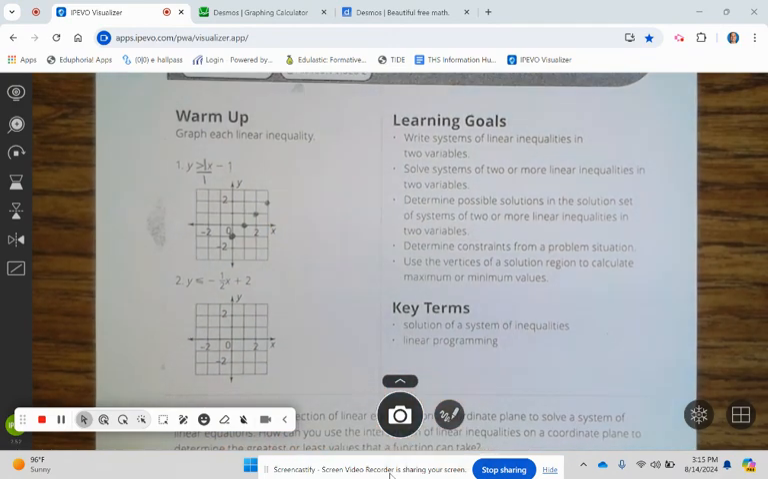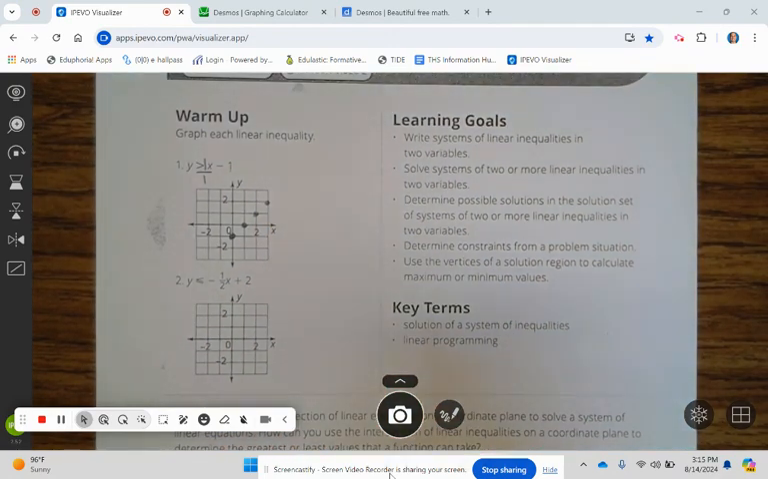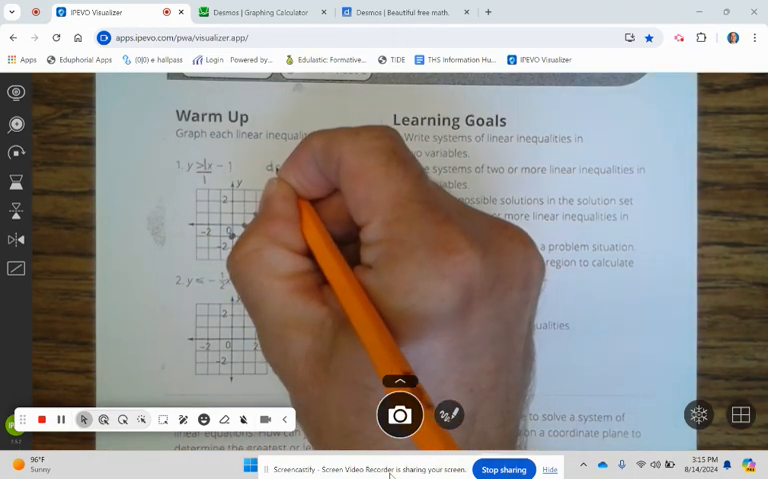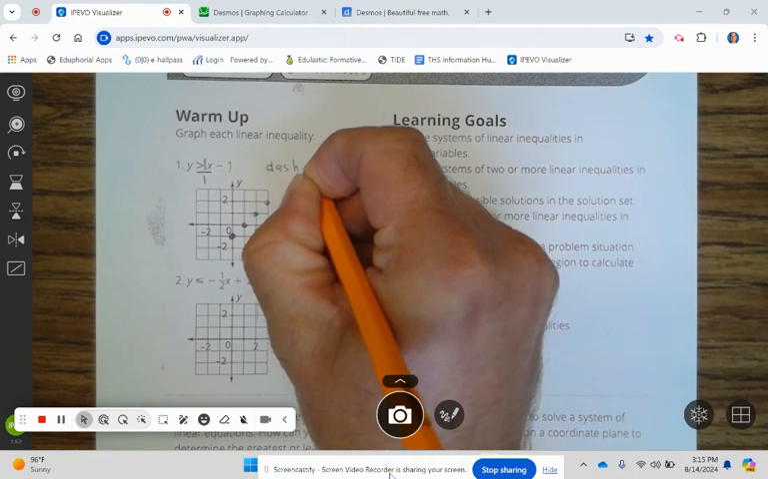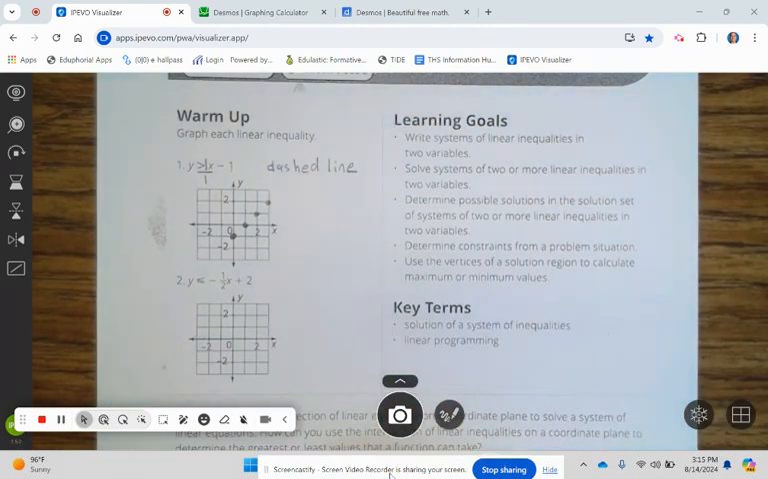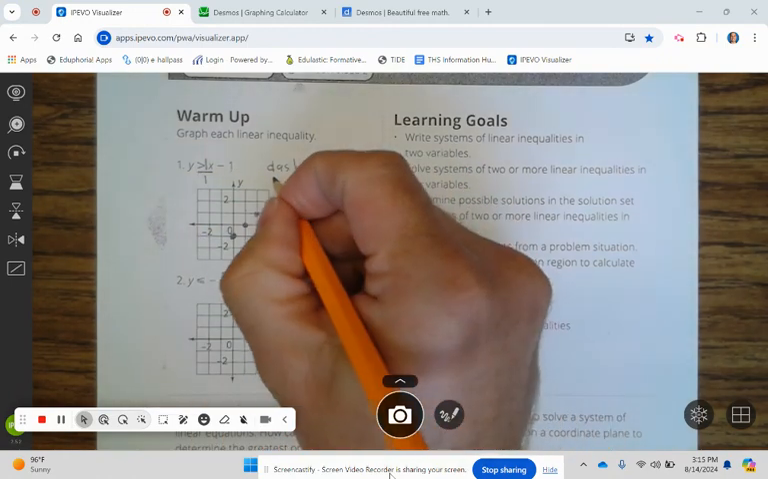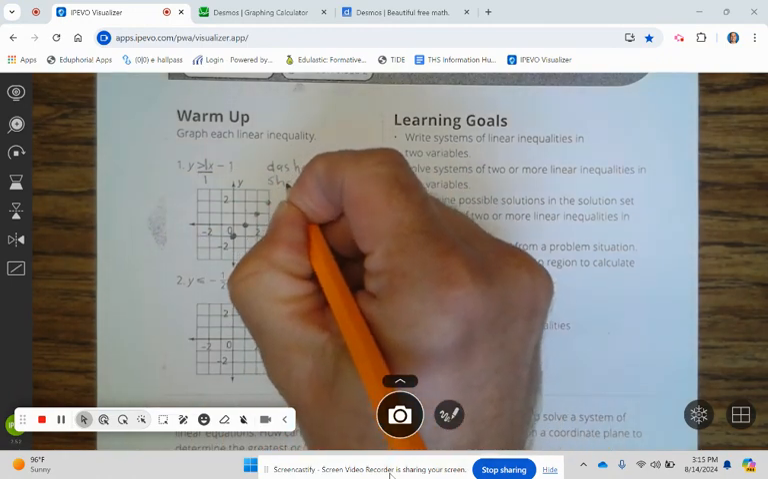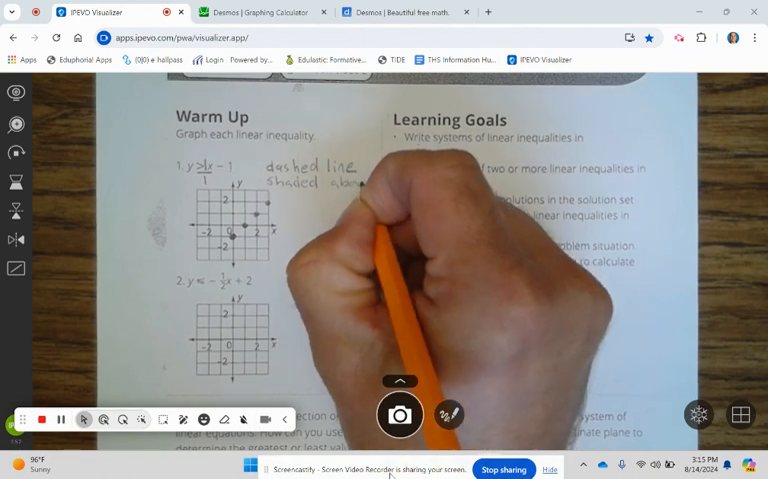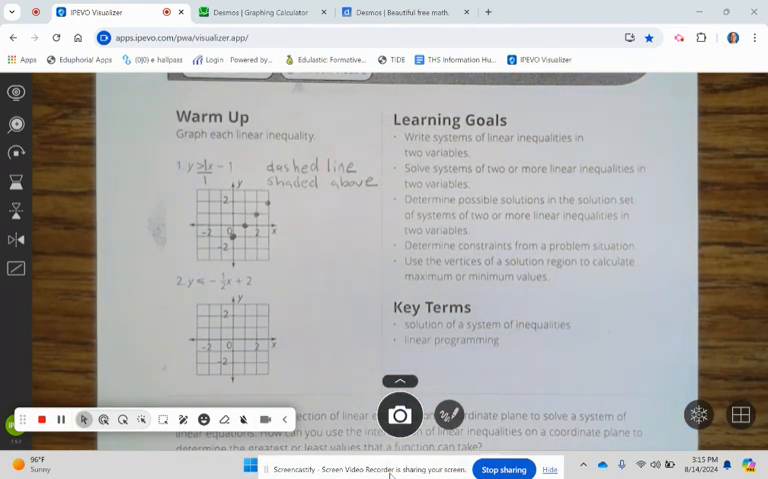Okay? Now, there's no line underneath, so that's a dashed line. And then it's greater than, so it's shaded above. Okay, so let's go ahead and do that.